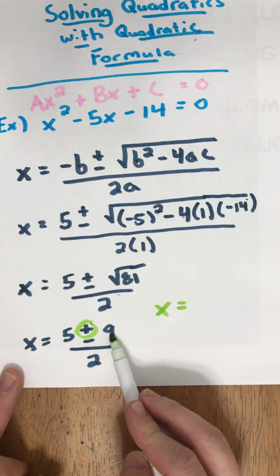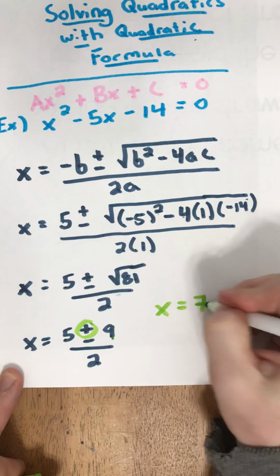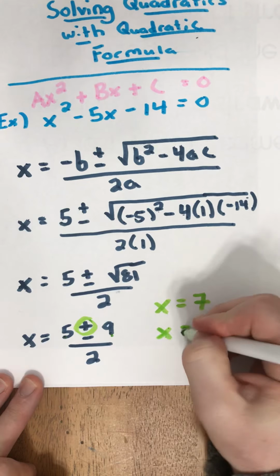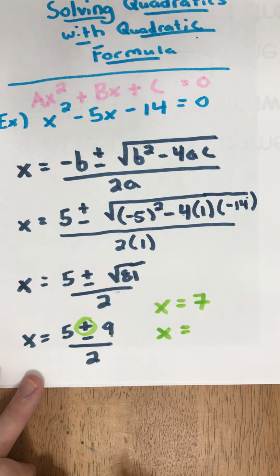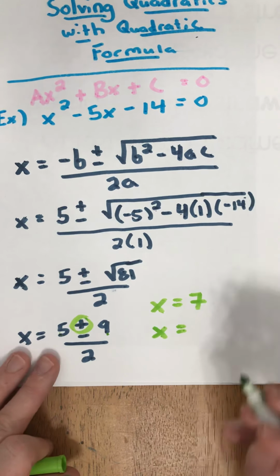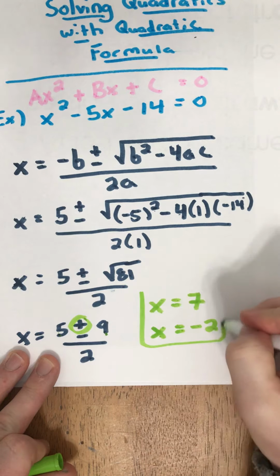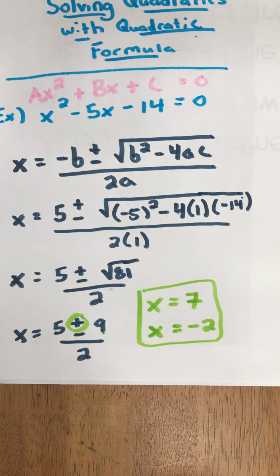5 plus 9 is 14, divided by 2. That's going to give me an answer of x equals 7. And now I'm going to use the minus sign. 5 minus 9, which is negative 4, divided by 2, gives me an answer of negative 2. So my two answers for this particular quadratic are x equals 7 and x equals negative 2.